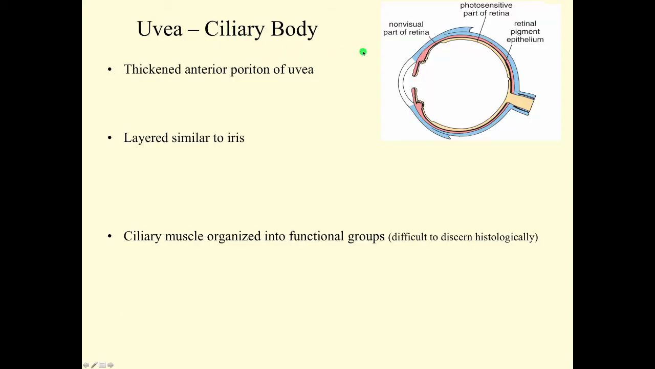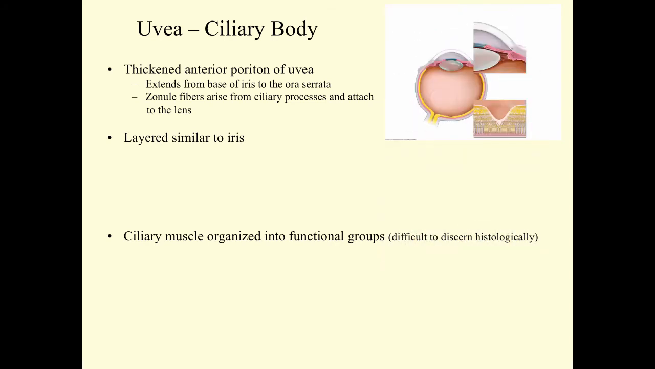We now want to consider the ciliary body, and that's a thickened anterior portion of the uvea. So we're talking about this region of the uvea, and it extends essentially from the base of the iris to the ora serrata. There are zonular fibers that arise from these ciliary processes, and they function to attach to the lens. Here would be the zonular fibers originating from these ciliary processes and attaching to the lens.